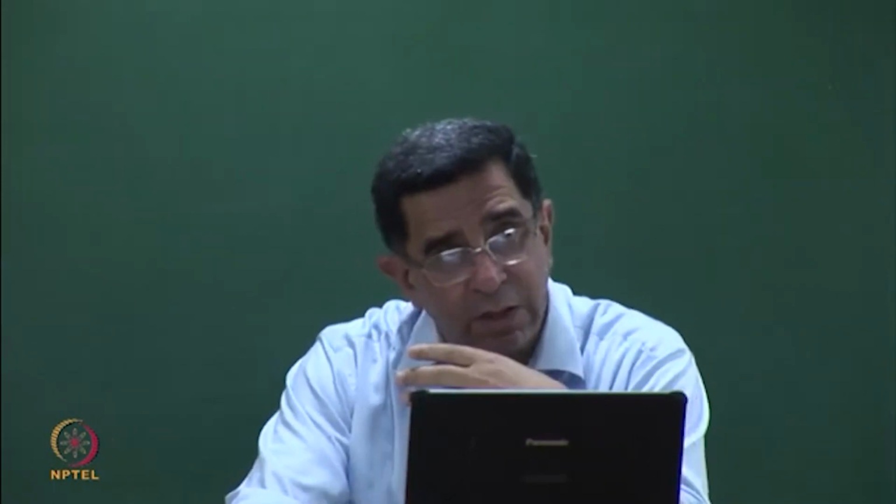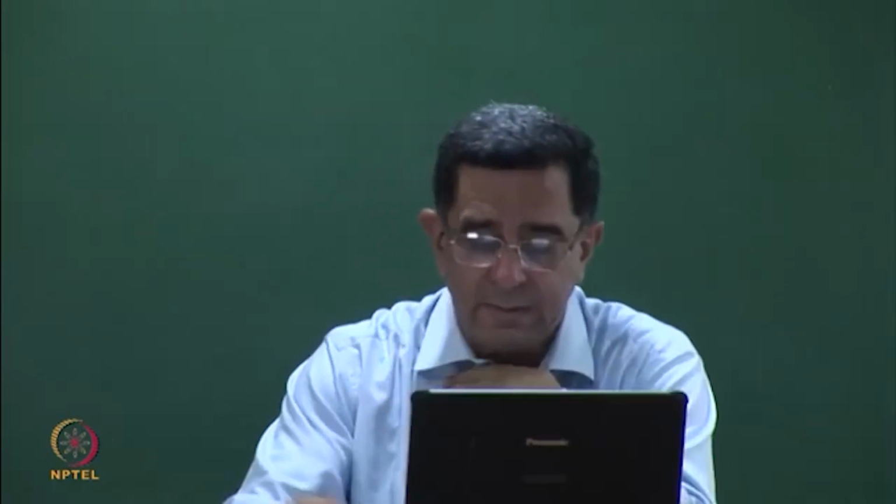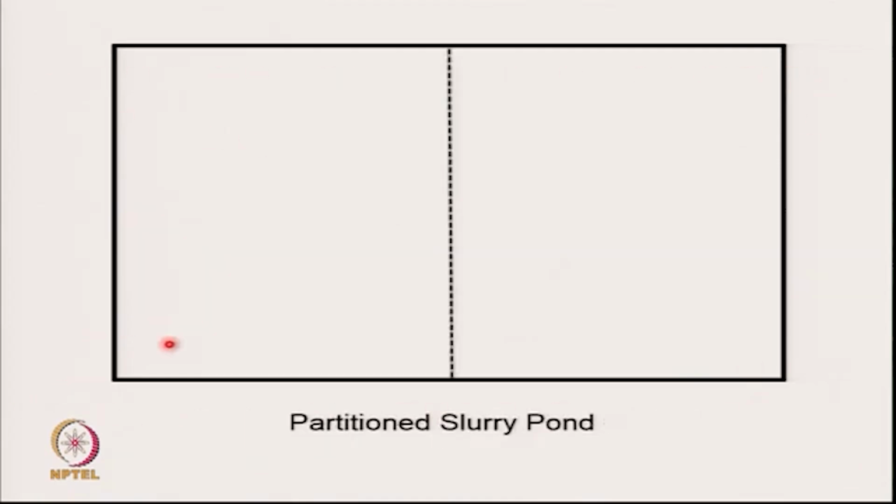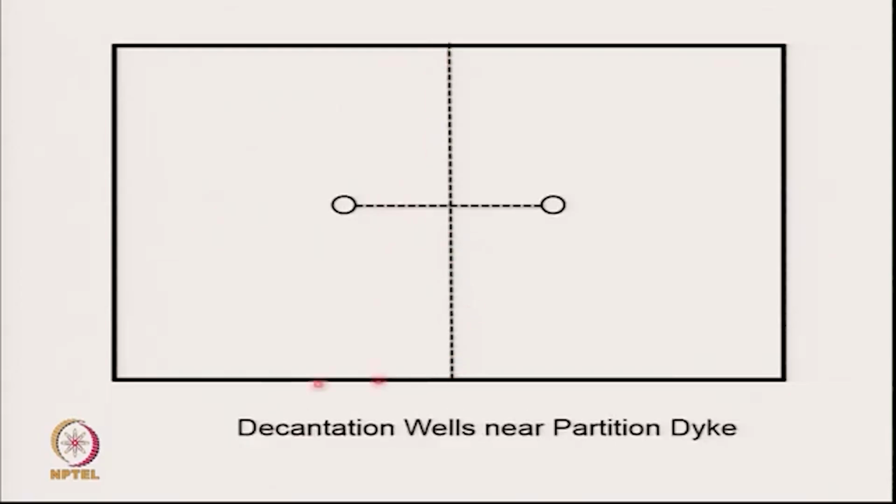So is there another way of doing this, which we are not adopting yet? Well, one would like to propose the following. Let us say we have the same slurry pond, okay, and I make the partition. Now another way of doing this is to put the decantation wells here. Please see the location of the decantation well. Now how are you going to reach it? We anyways have a partition embankment, right? And what is a partition embankment? It is not a permanent embankment.